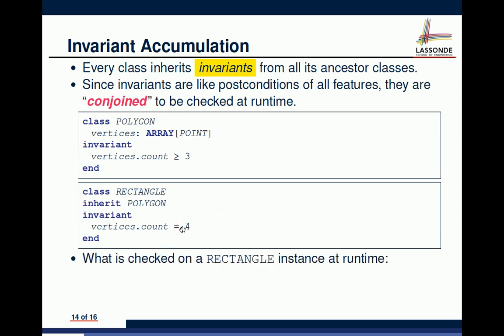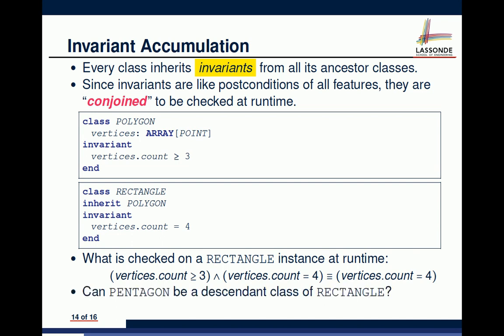Having this in mind, what's going to be checked at runtime is this conjunction with this. It turns out just to be equal to 4. So now I want you to think about this. Pentagon. You know pentagon has how many sides, right? So now can pentagon be a descendant class of rectangle? Can you tell me why? Of course, conceptually we know that it's not the case. But can you just try to tell me, from the invariant accumulation point of view, what's going to be the consequence if I say pentagon inherits rectangle? What's going to happen here?